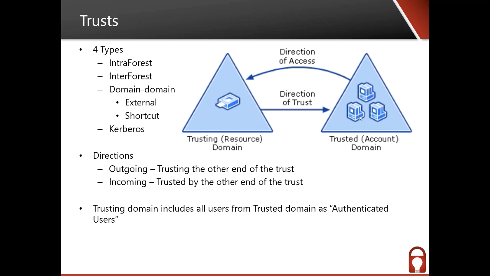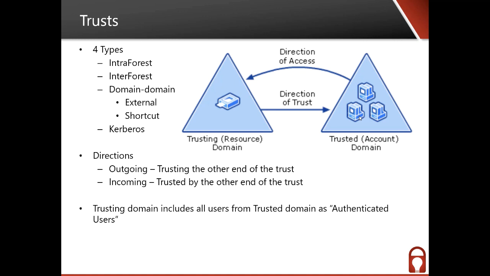It's very confusing to say trusted, trusting, and outgoing and incoming. The important part is, if it is an incoming trust, it means that you can use accounts in that environment to access resources on the other side of the trust. Outgoing means just the opposite.